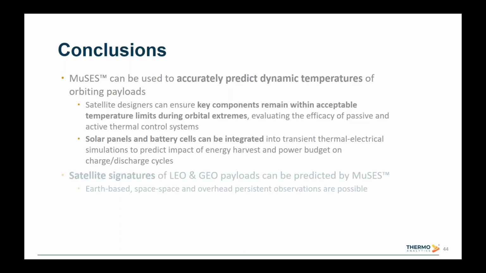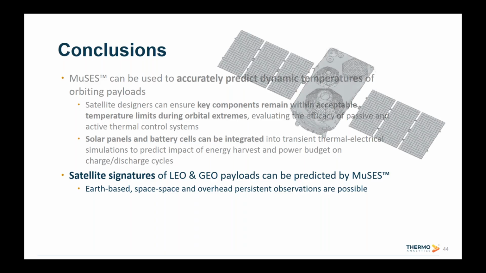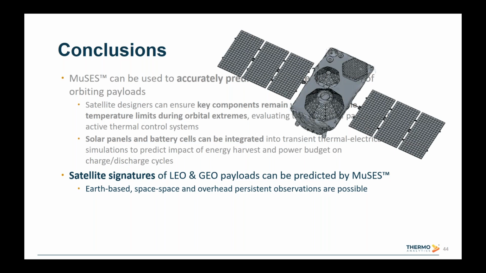Then beyond this, we showed how satellite signatures of LEO and GEO payloads can be predicted by MuSES, and there's a lot of different geometric scenarios that can be considered, including Earth-based observations, space-based observations, and overhead persistent observations of ground scenes.